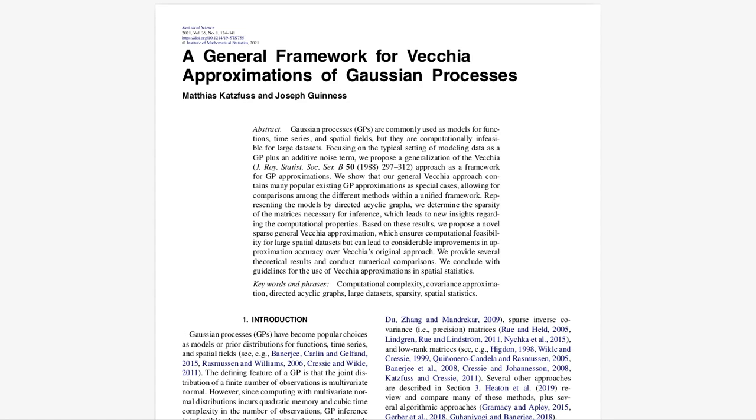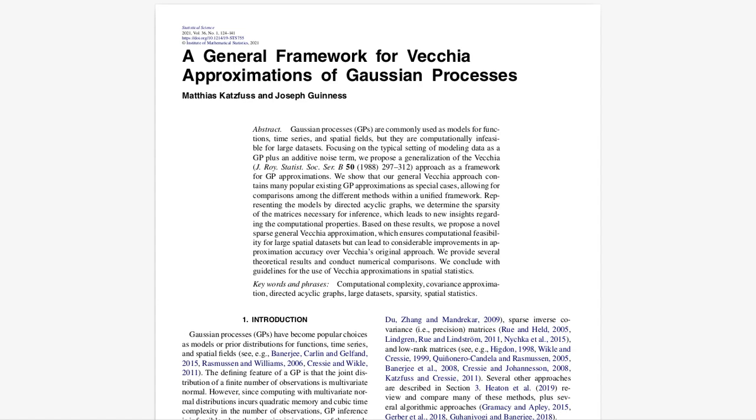Katzfuss and Guinness explore different ordering schemes, including what's called coordinate-wise ordering, which is kind of like arranging your puzzle pieces based on their row and column numbers. So very systematic. Right. But they also introduce a more sophisticated approach called maximum minimum distance ordering.